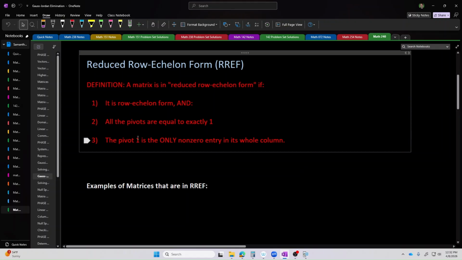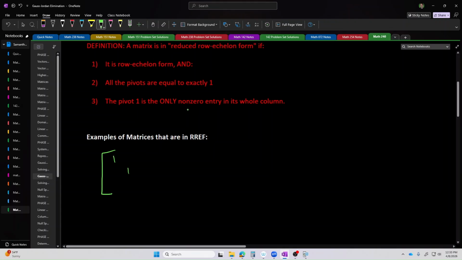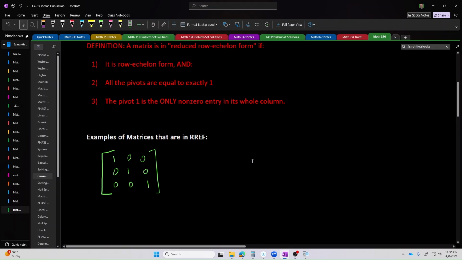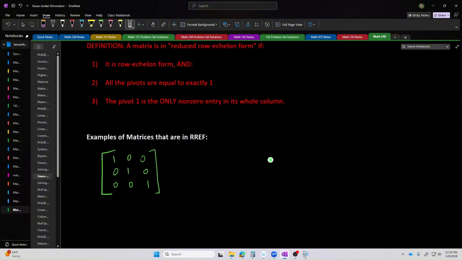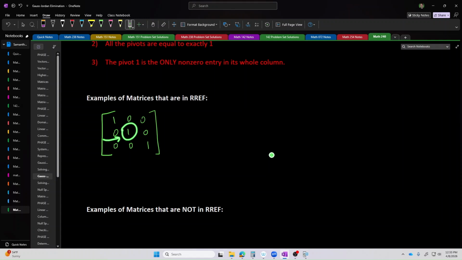Additionally, these pivots of 1 must be the only non-zero entry in that entire column. So here's an example of a matrix that is in reduced row echelon form. 1, 1, 1 on the diagonal, zeros everywhere else. This matrix is in reduced row echelon form, and let's confirm that that's true. So this particular matrix has 3 pivots. Here is the first pivot in the first row. Then in the center is the pivot in the second row. And then in this final entry is the pivot in the third row.